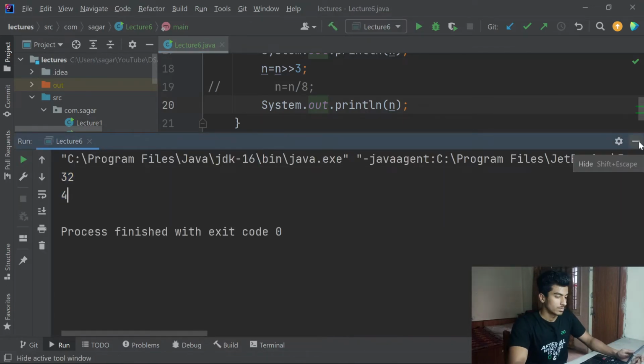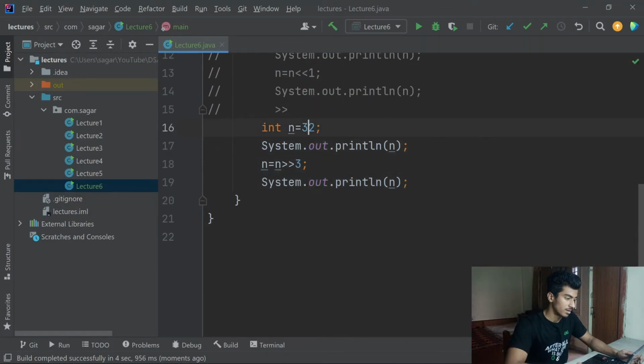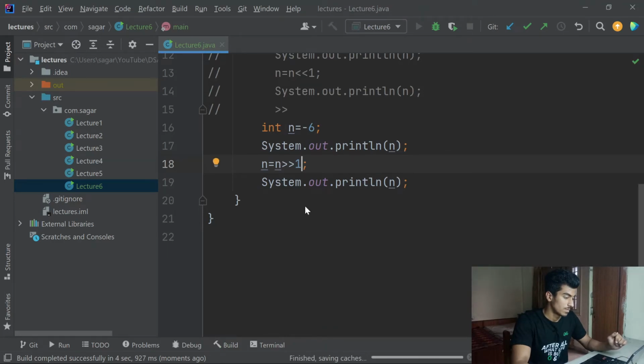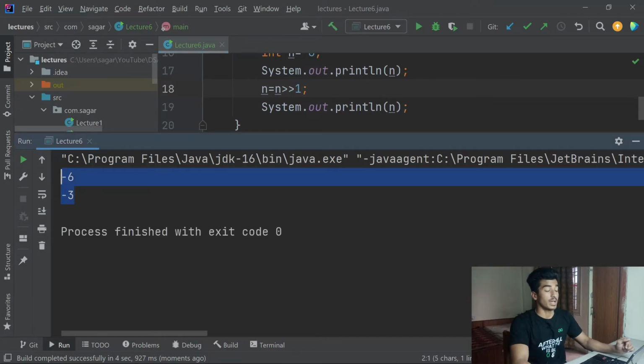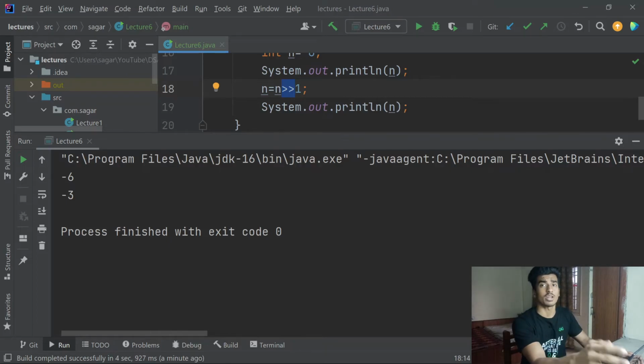You can also play with negative numbers. Suppose I have here -6 and I want to divide it by 2, then I will right shift it one time. As you can see, -6 will become -3. Remember, these are unsigned shift operators. That means the last bit, that is a sign bit, will not shift left or right. It will remain in place. So here -6 is -3.